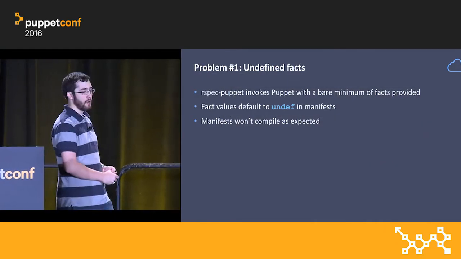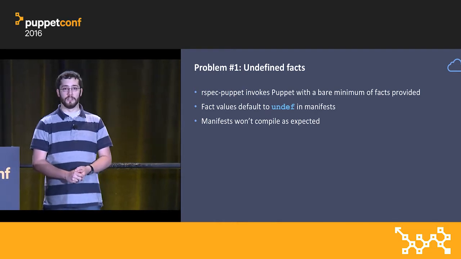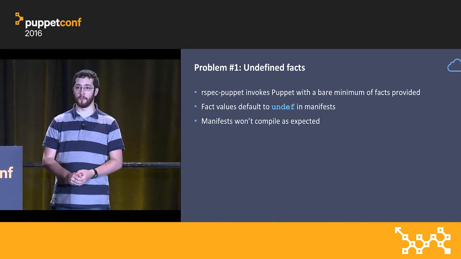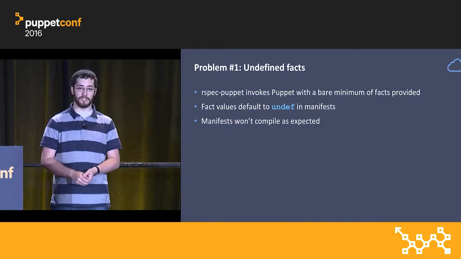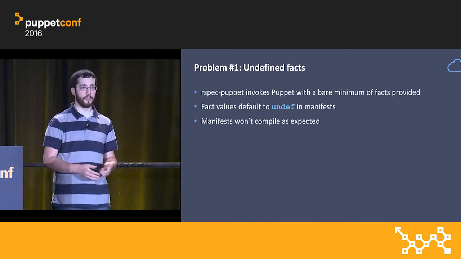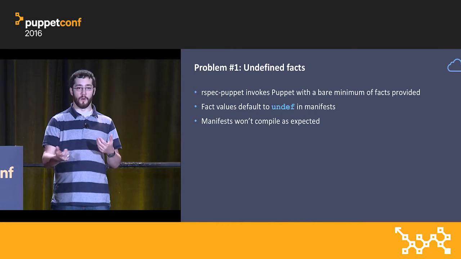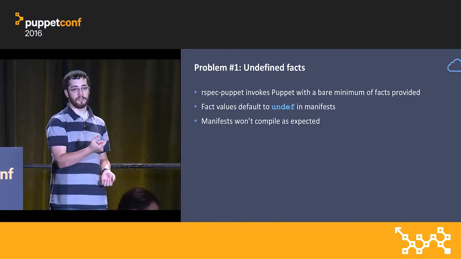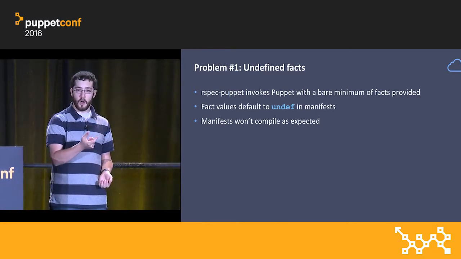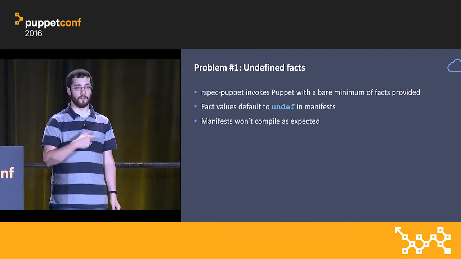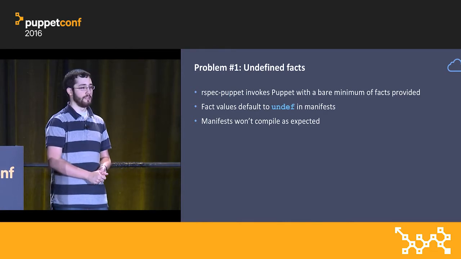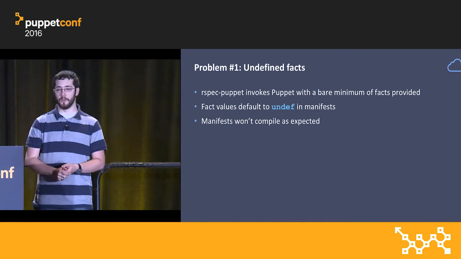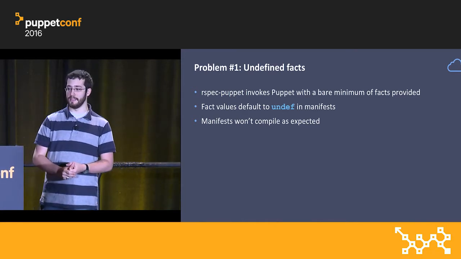The first one we ran into was a problem of undefined facts. So by default, when RSpec Puppet runs, it leaves most of the facts unspecified. However, in our monolith, we found that because the business logic was spread all over the place, so were our uses of facts. So a lot of manifests make use of facts. And so if you're testing a manifest and it encounters a fact and that fact isn't defined, chances are the compilation is either going to fail outright or you might go down a different code path than you intended. And so neither of those things are good. So we wanted it so that the facts would actually be defined in the average case.